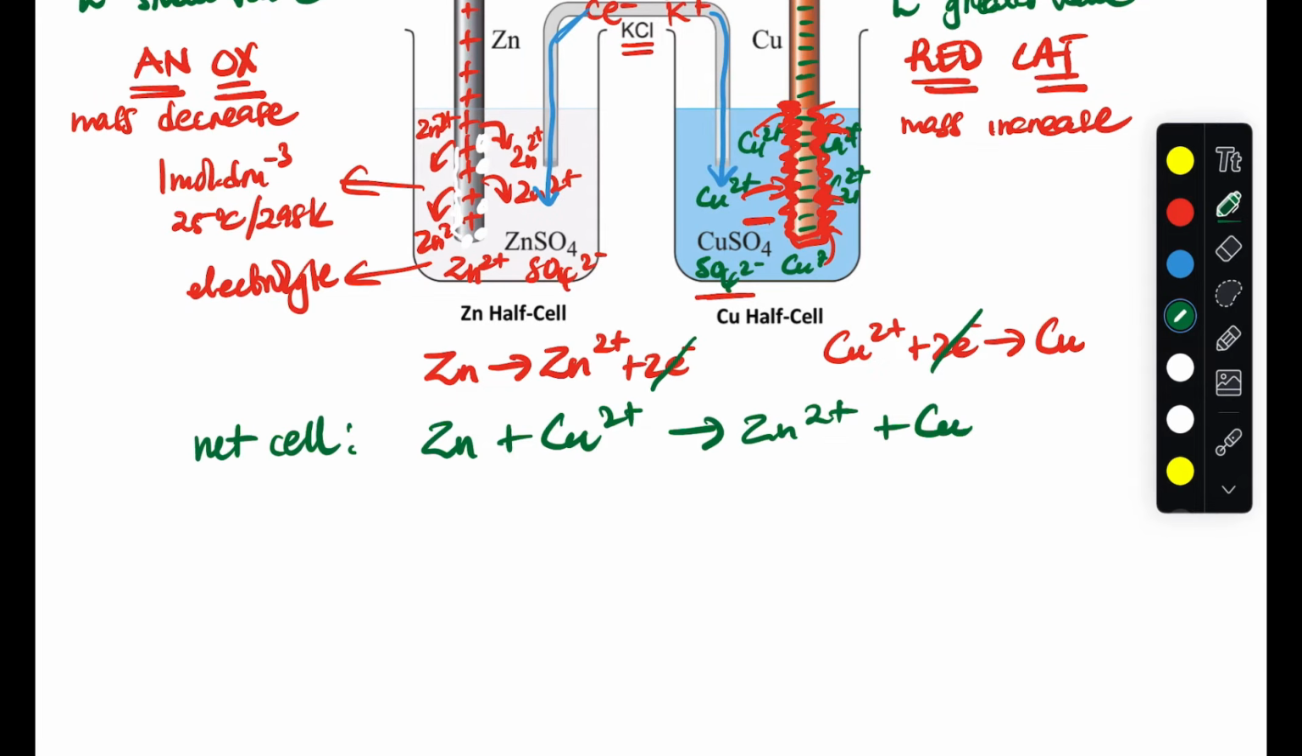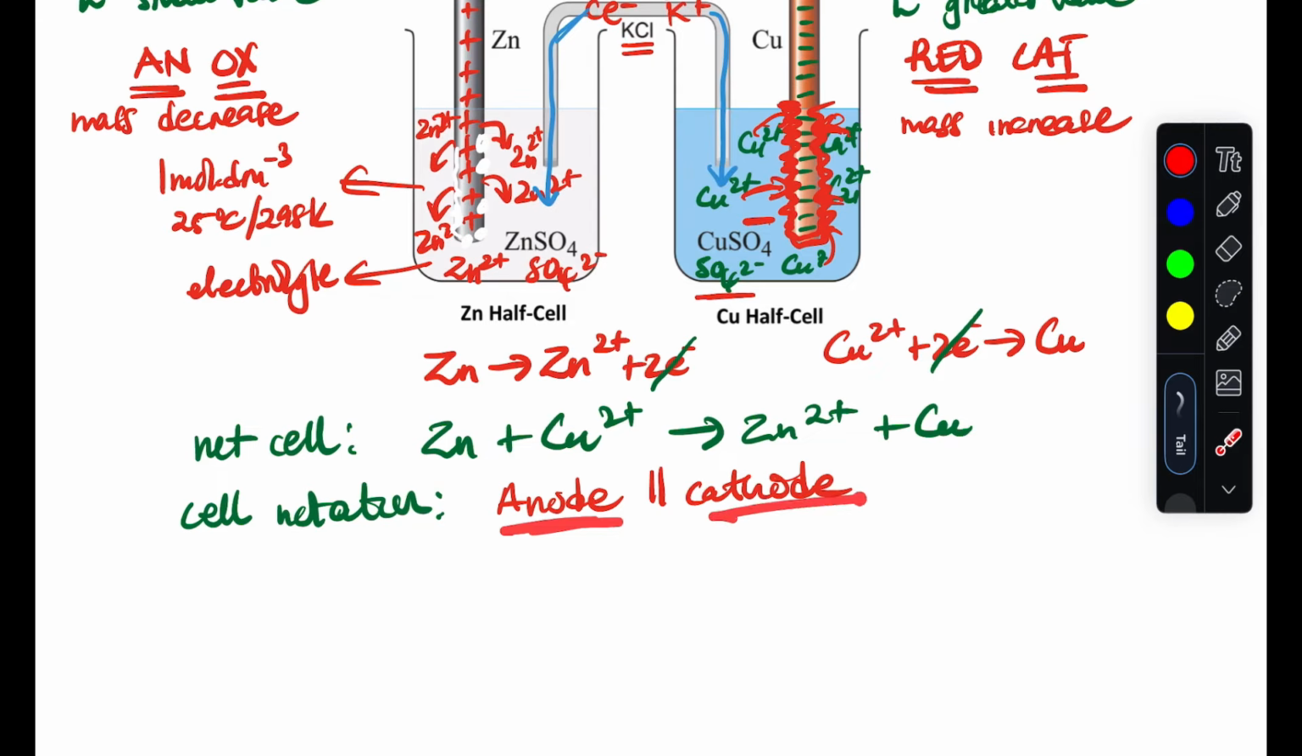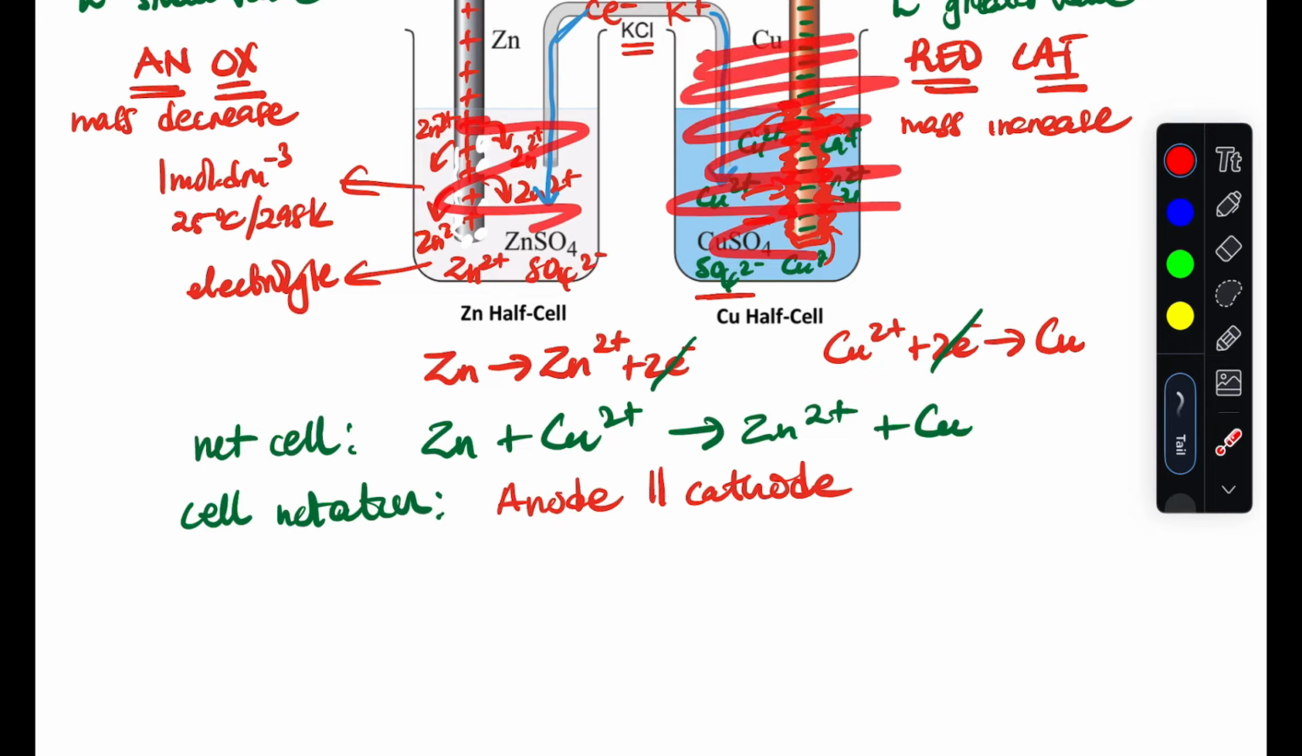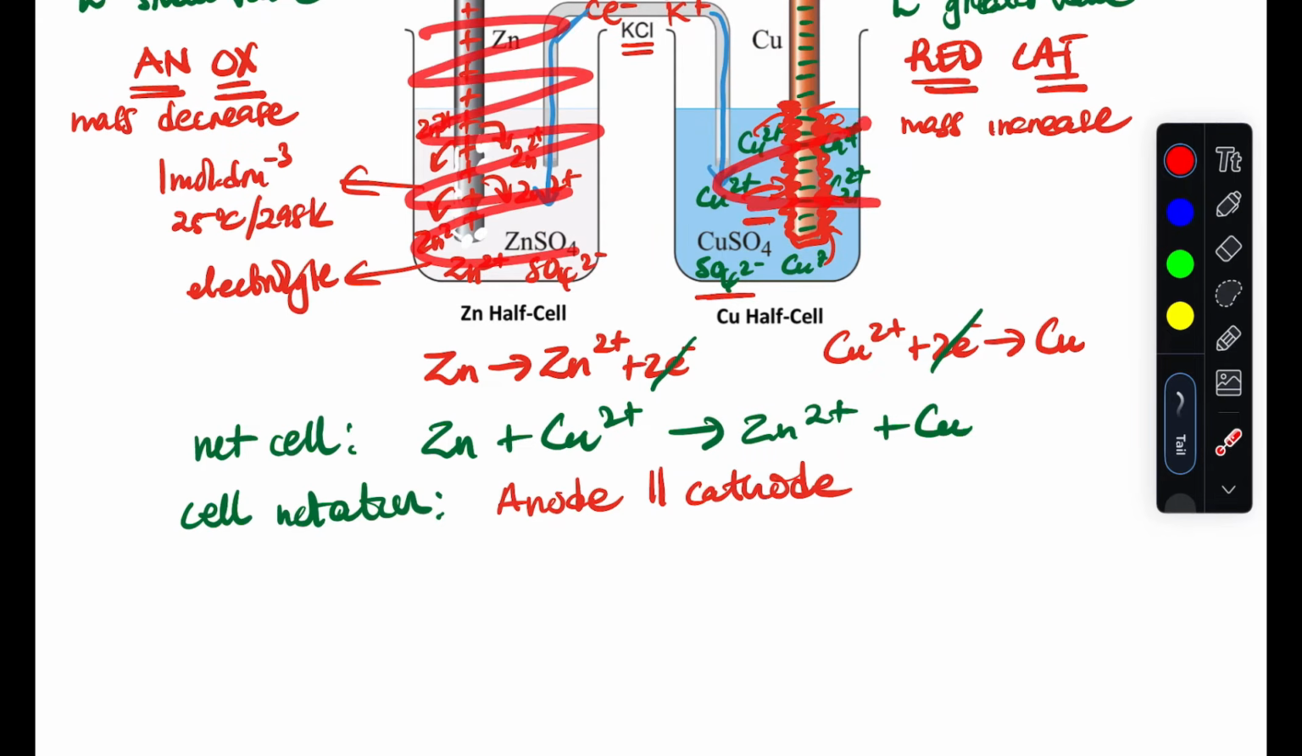Now let's look at the cell notation. The cell notation symbolizes, or shows, what is happening in the galvanic cell. It's a summary of what is happening in the galvanic cell. So the cell notation is going to be the anode, the salt bridge and the cathode. Guys, always the anode will be on the left and the cathode on the right. In the diagram the anode can be on either side, but when you write it like this, you start with the anode and then the cathode.